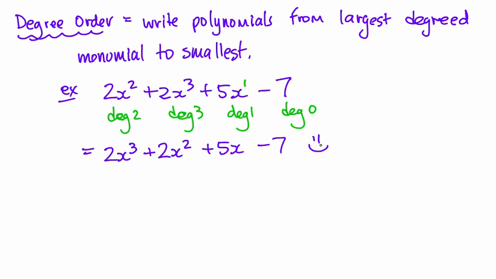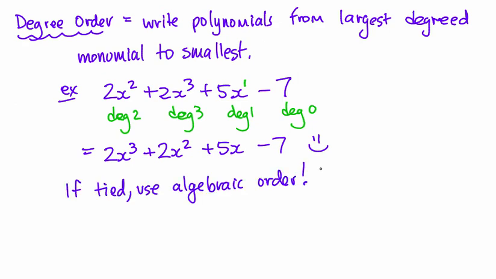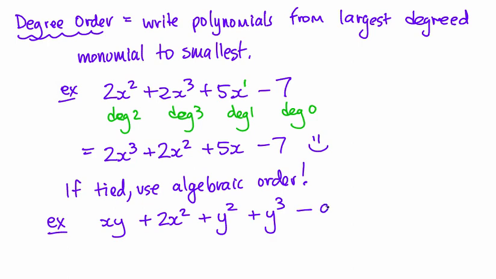The hard part becomes when the terms start to have the same degree. Like, which one do you write first? So we need a rule for that. And the rule is that if they're tied, use alphabetical order. So if you have xy plus 2x squared plus y squared plus y cubed minus ax, if that's what you have, then let's go and see if we can put it into degree order.